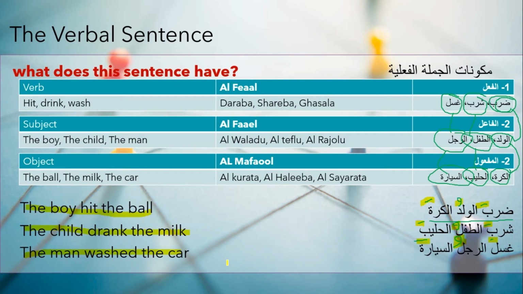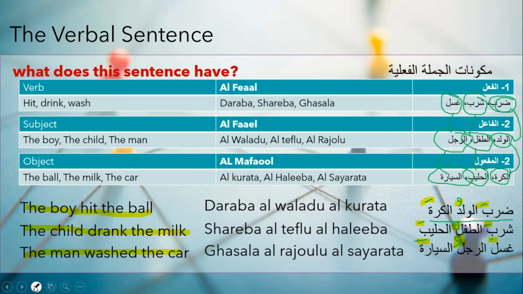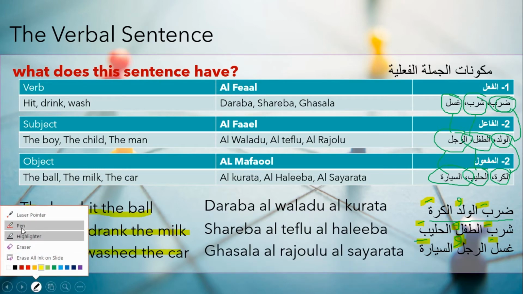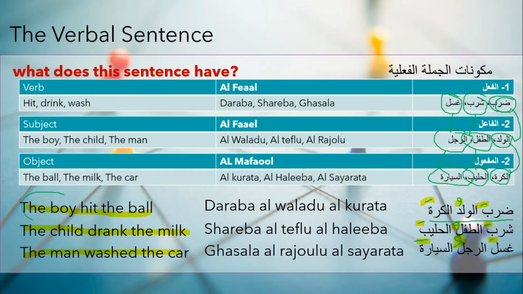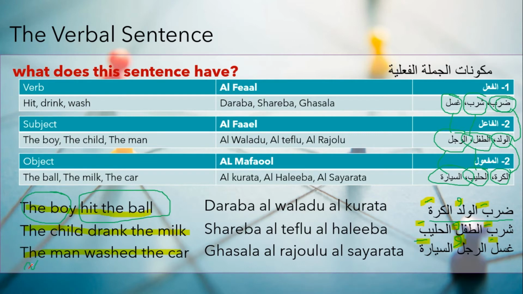So from this slide, what we need to understand is ضرب الولد الكرة. This is the normal structure of the Arabic language, which is the verbal sentence. This type of sentence is the normal structure. And the diacritical marks: the verb فتحة, الولد ضمة, الكرة فتحة. The boy hit the ball. The child drank the milk. The man washed the car. When we put the boy, the child, the man, these are all nouns.